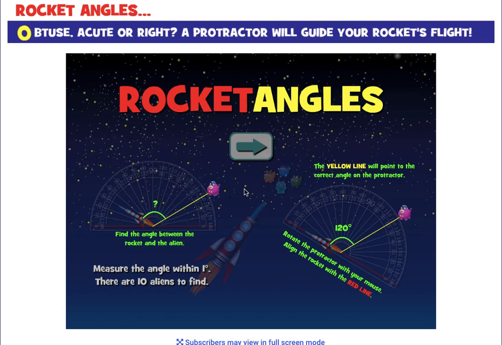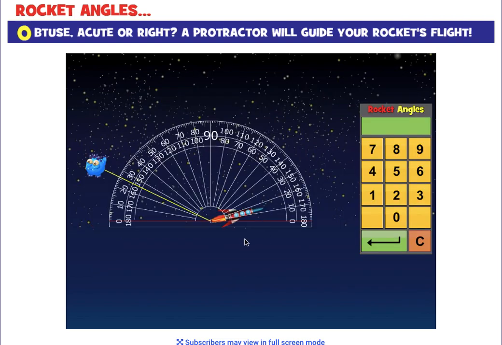With Rocket Angles, when I click on the link, I get to a page like this, and I'm just going to press play. Now, do you see how I have an alien and a rocket? The alien and the rocket represent my angle. And what I need to do is line up my protractor with the rocket and the alien to find out what the angle is. So this rocket represents one arm of my angle, and the alien represents the other.